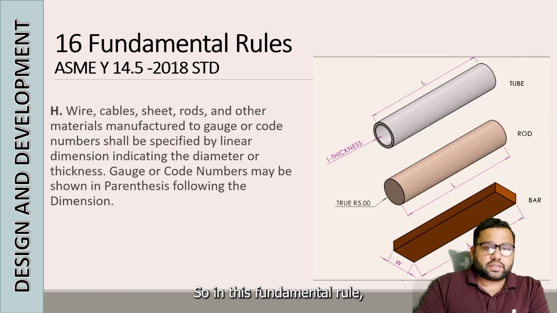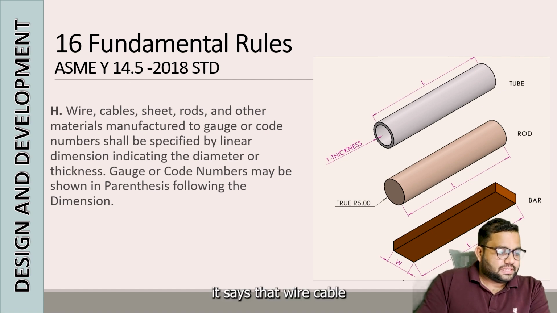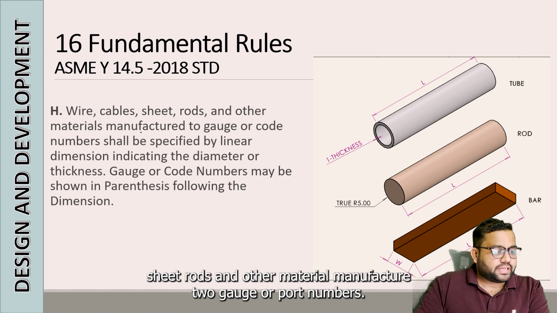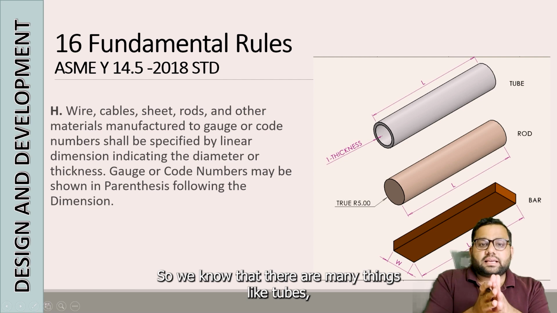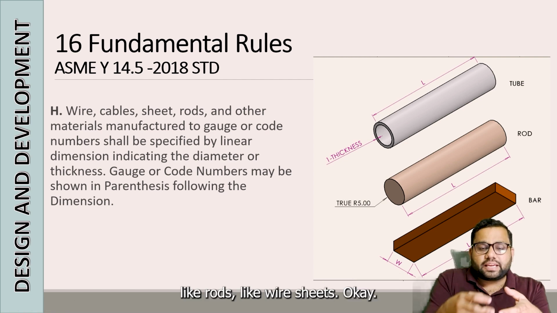In this fundamental rule, it says that wire, cable, sheet, rods and other materials manufactured to gauge or code numbers shall be specified by linear dimensions indicating the diameter or thickness. We know that there are many things like tubes, rods, wire, and sheets.